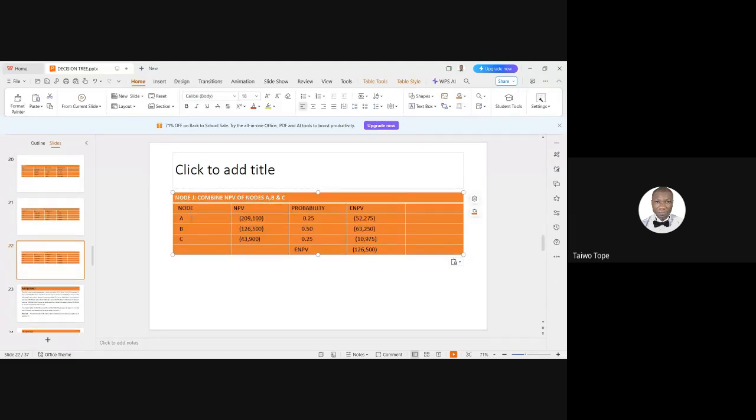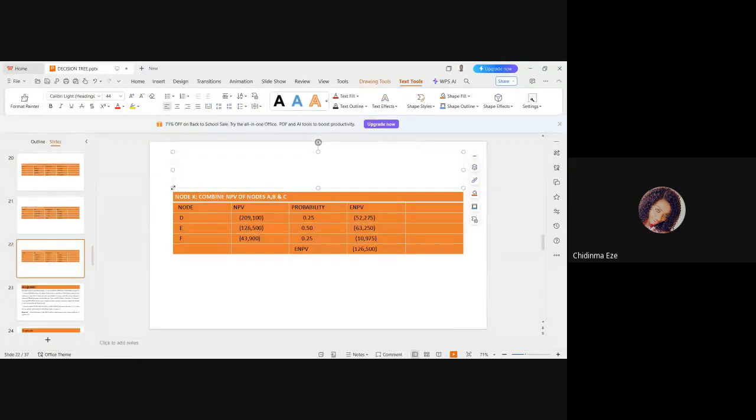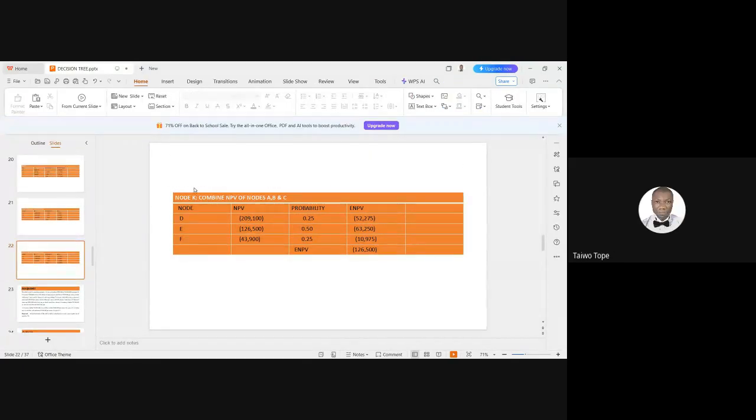Now K: we have nodes D, E, and F. So the NPV for node D is what? 35,600. And for E, 47,000. And for F, 129,600.